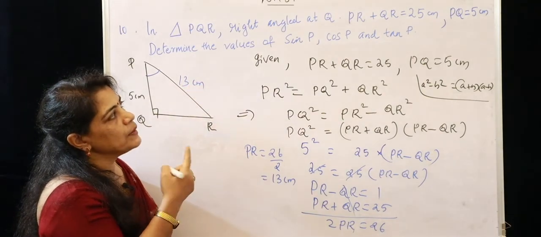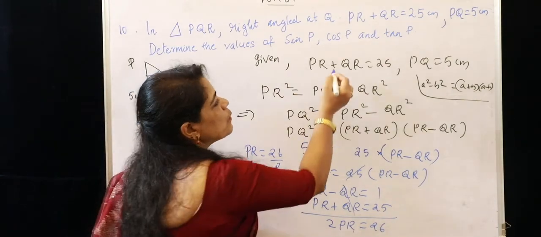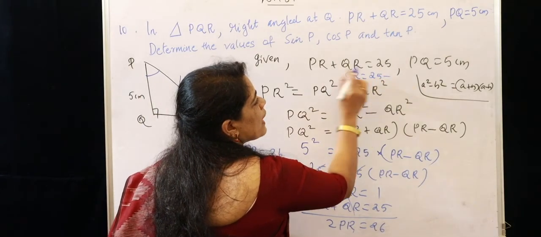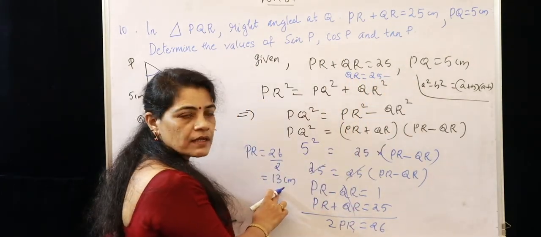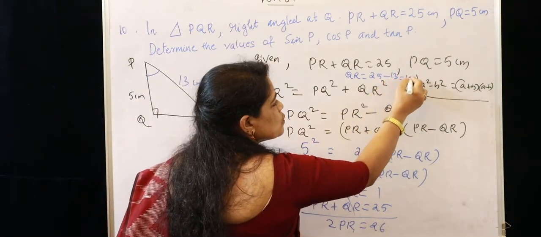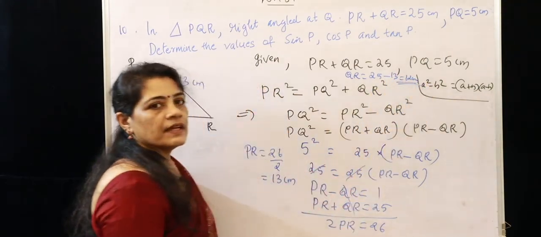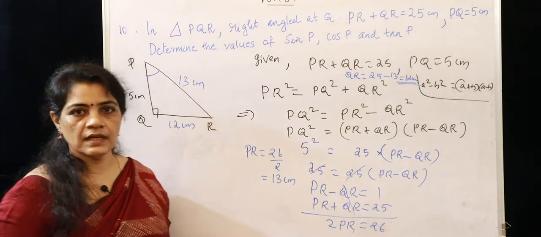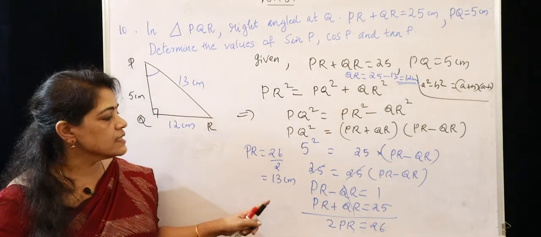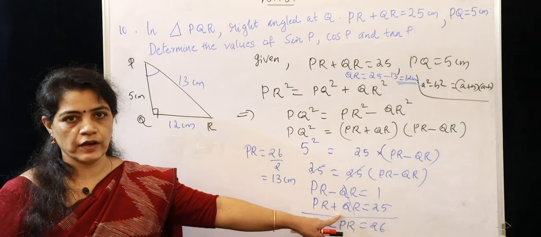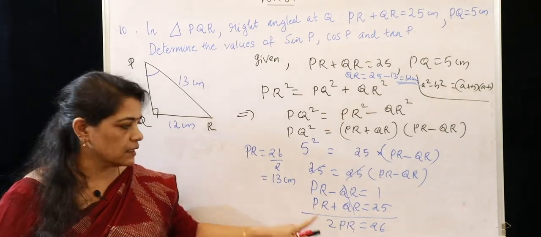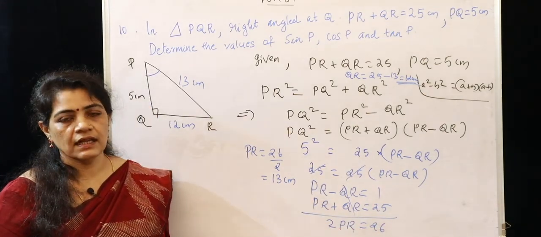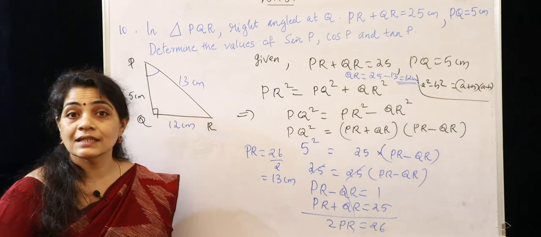And what is given, children? PR plus QR is equal to 25. So QR will be 25 minus PR. What we have seen that PR is equal to 13. That is QR is equal to 12 centimeter. Concept is clear, children? Since PR plus QR is equal to 25 and PR we have seen that is 13, QR will be 25 minus 13, that is 12. Now we have all the three sides.